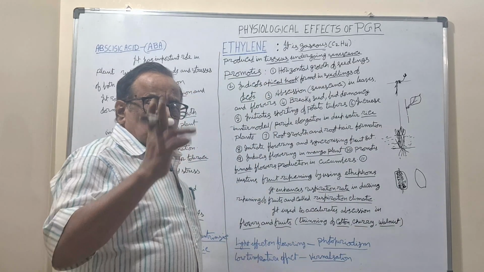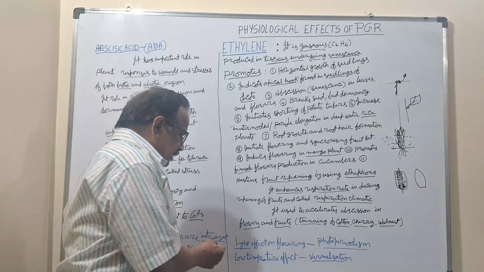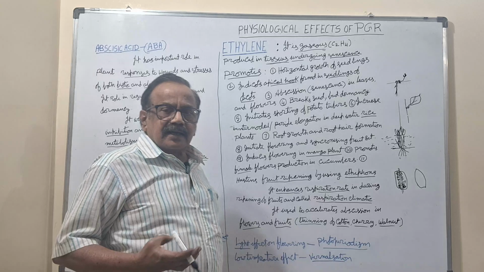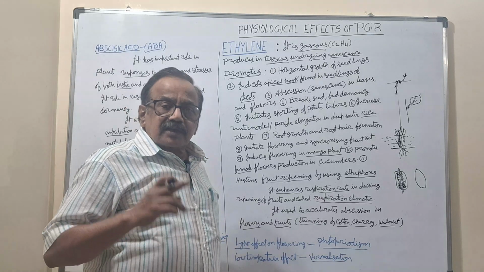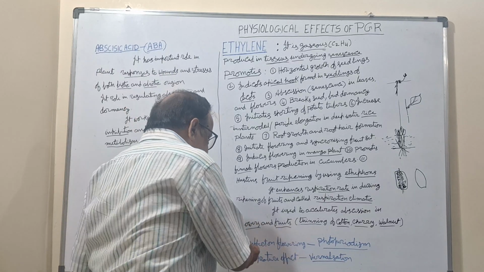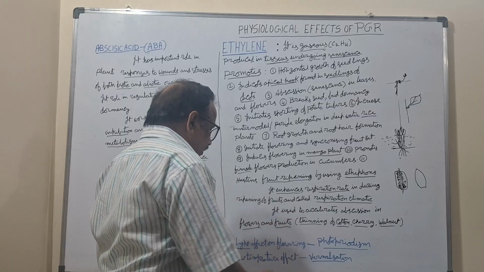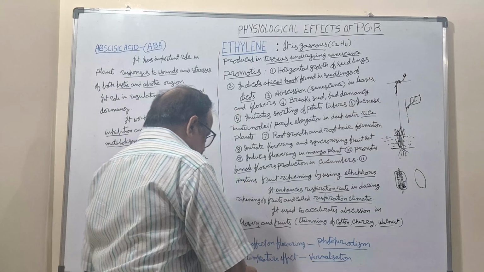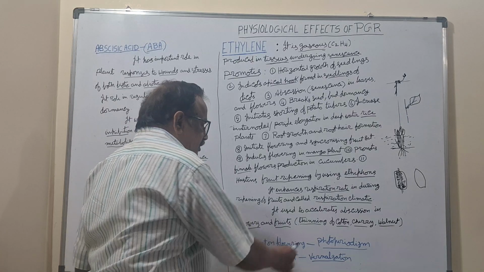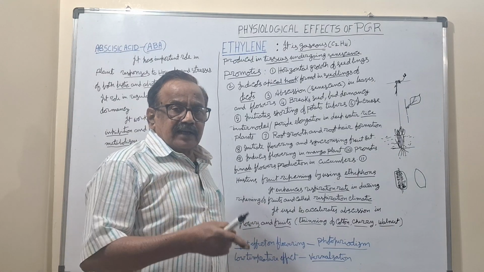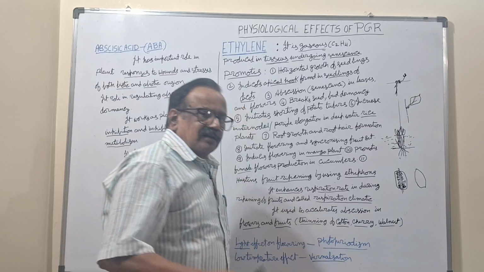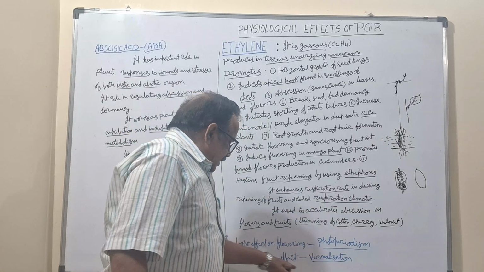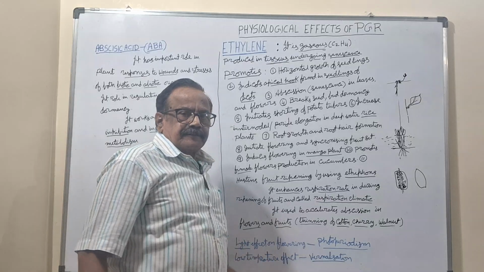And he has given two more words, that is light and temperature. He mentioned light and temperature as extrinsic. Light affecting flowering is photoperiodism. And low temperature effect is vernalization. Vernalization he has given, flowering he has given, but this word he has not given, though it was in the previous syllabus. Okay, it's all right. But remember it, vernalization means nothing but the low temperature effect.